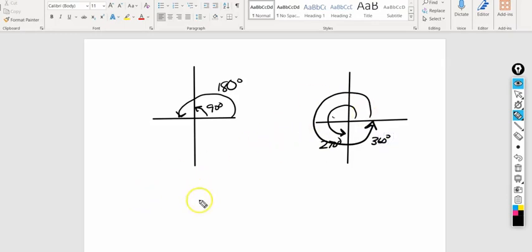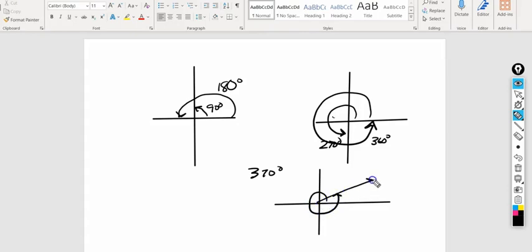Okay, we can go more than a full revolution. What does that look like? Well, it's a positive angle, so a full revolution is 360 degrees, and then we go a further 10 degrees. And so that's what 370 would look like, and that would be in quadrant 1.